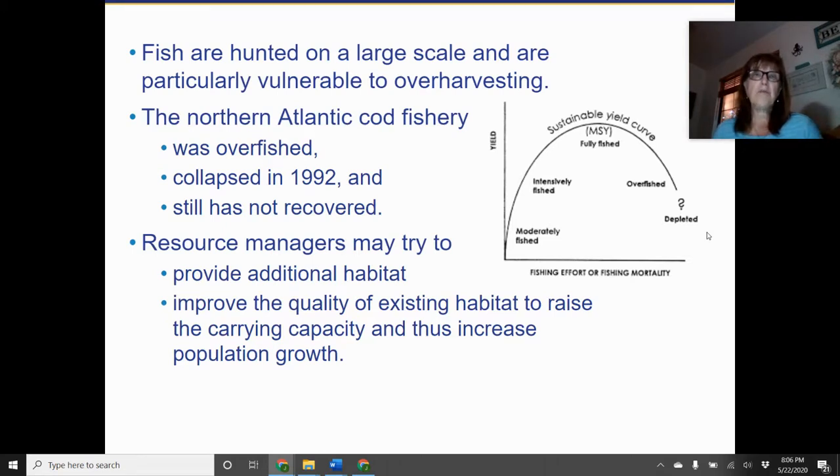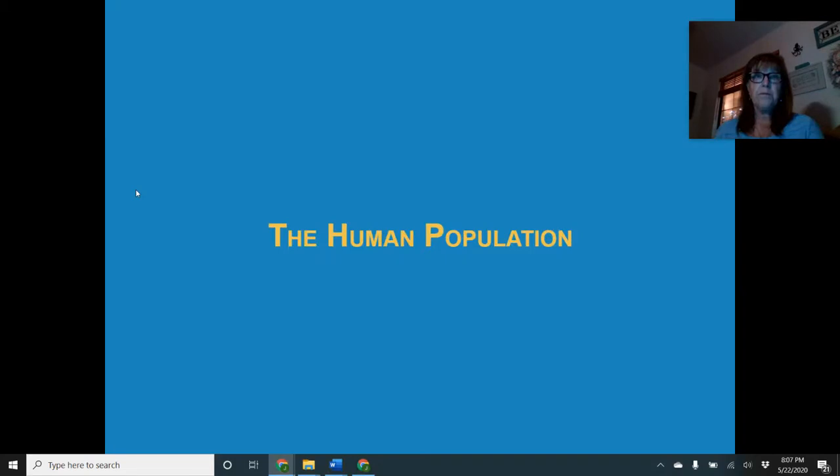So resource managers may provide additional habitats. They may improve the quality of existing habitats to raise the carrying capacity and to help increase population growth. So sometimes during droughts, for example, resource managers may go out and supply troughs of grain, or they might go out and supply containers of water that organisms can use to get through these periods of drought. And then when conditions are better, they'll be able to reproduce and produce more offspring.